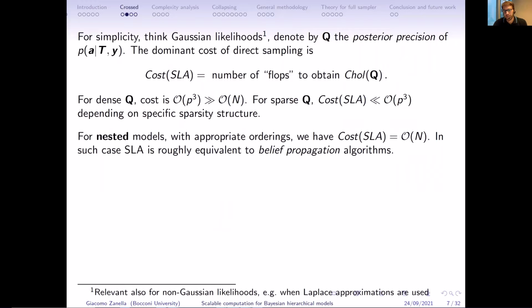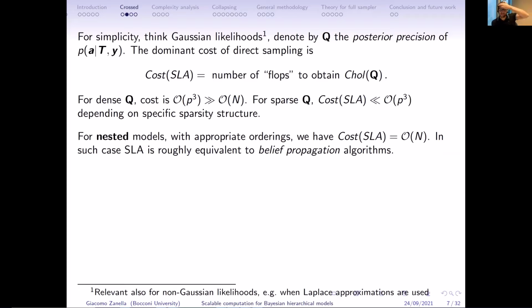While if Q is sparse, as again, we all know, there are a lot of algorithms which can exploit sparsity and reduce the cost of factorization to much less than order p cubed, but how much less will depend on the sparsity structure. So on the specific, in some sense, design of the sparsity structure.